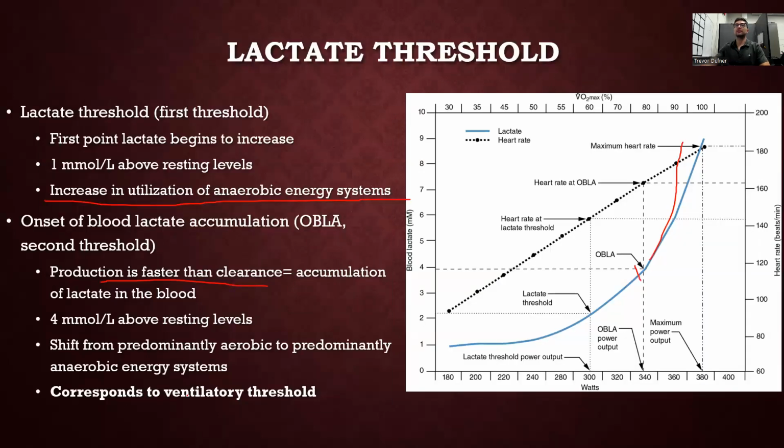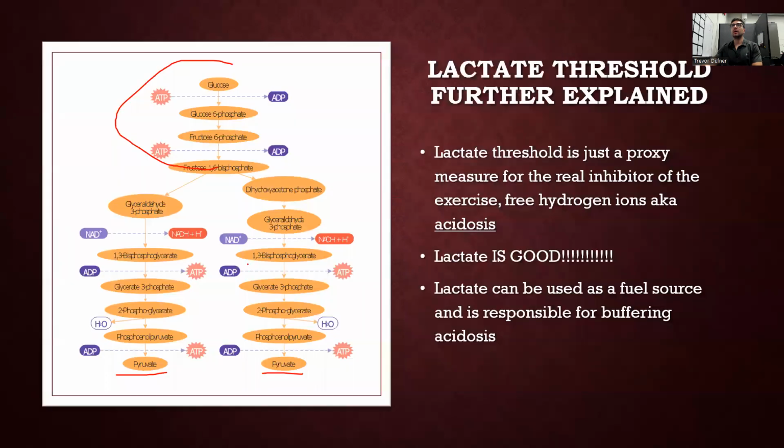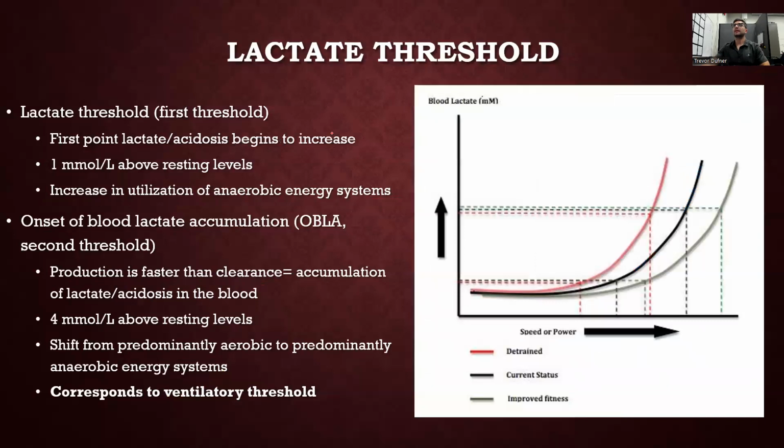So we're saying here corresponds to ventilatory threshold. We'll talk about that a little bit later in the chapter and in the year as well. Further explains, lactate threshold is just a proxy measure for the real inhibitor of the exercise, free hydrogen ions. Like I said, lactate is good. Lactate can be used as a fuel source and is responsible for buffering acidosis.